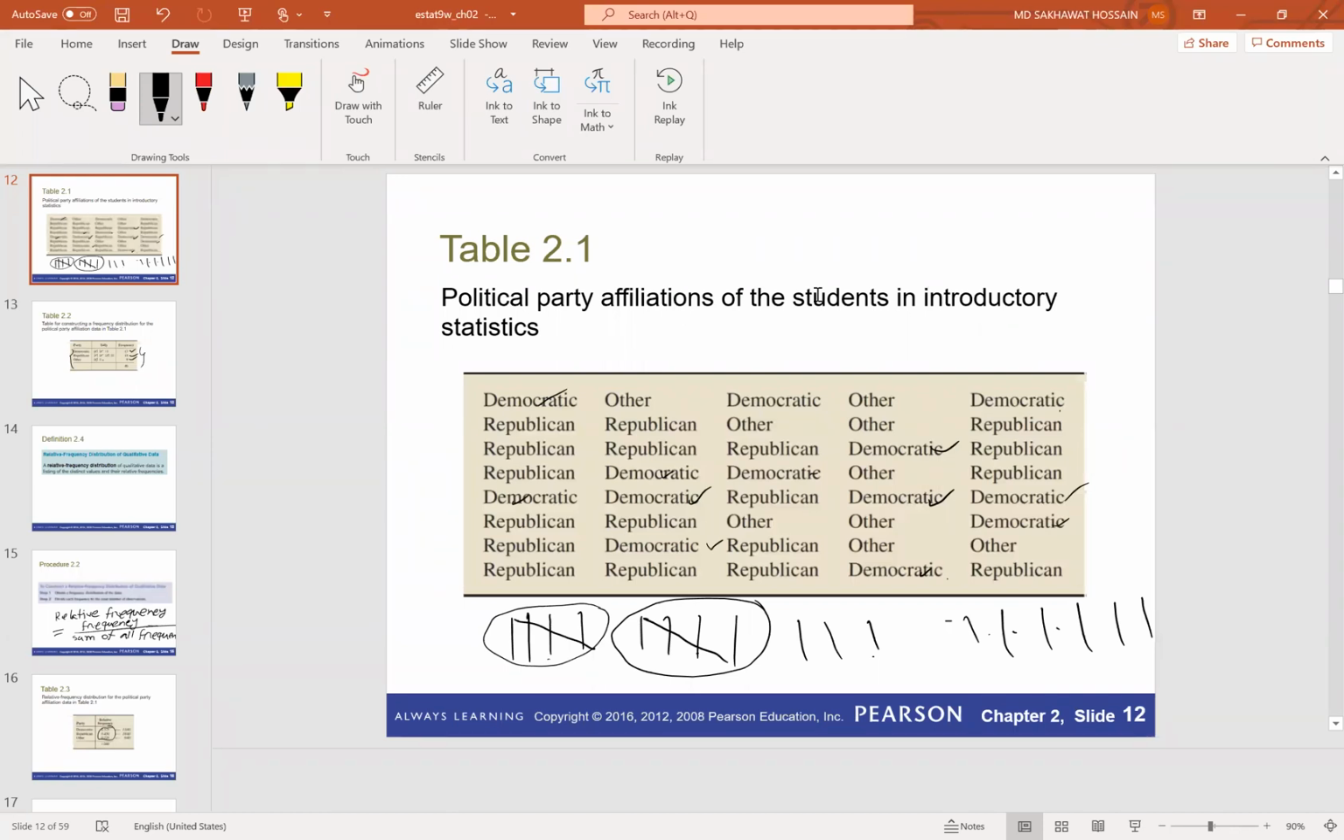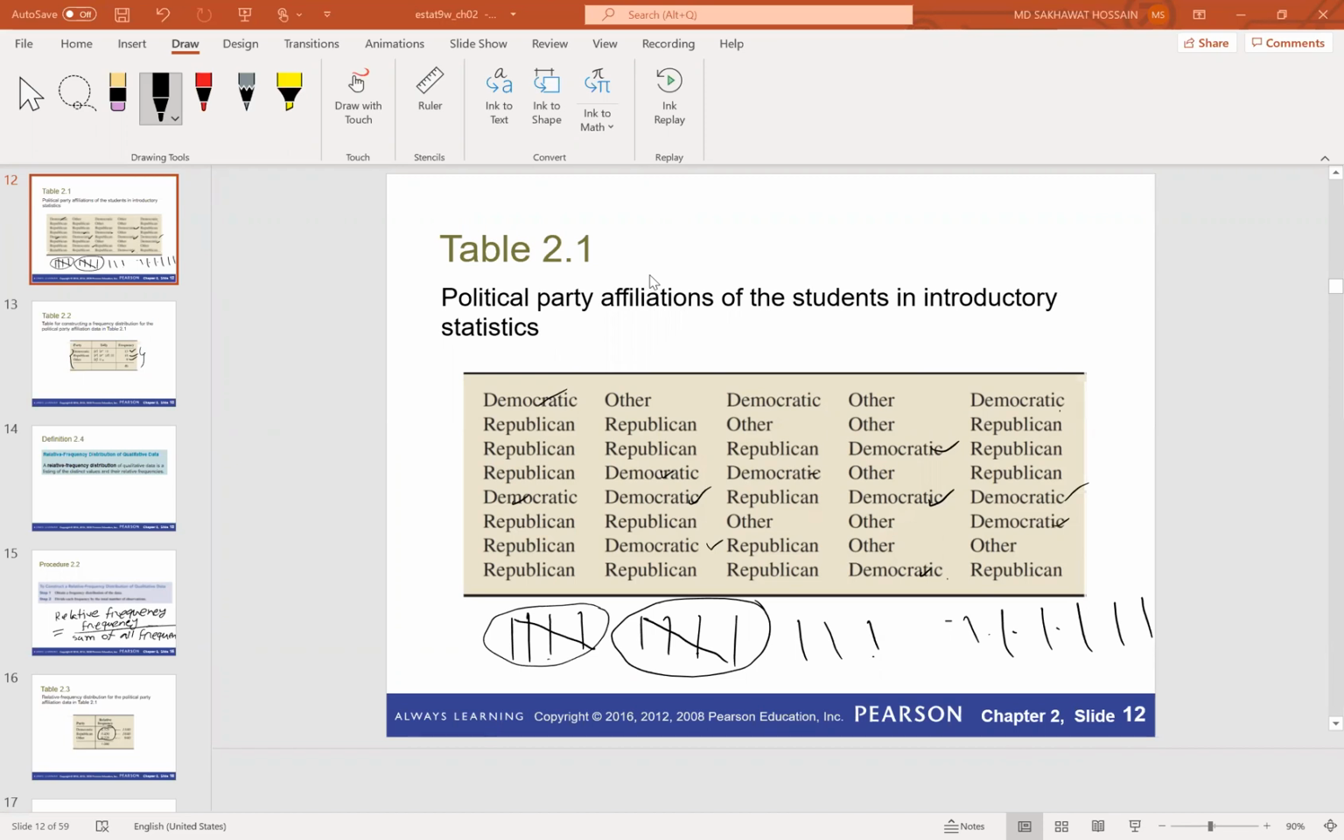We can only tell we have three responses, right? Democratic, Republican, and other, right? Just looking at this table, do you get any more information about the data? Okay, a general idea of frequency. Just looking at the table, can you tell about the frequency? You will not be counting, just looking at the table.